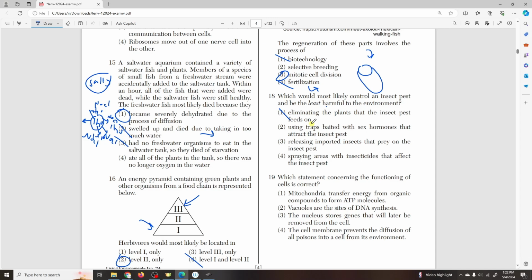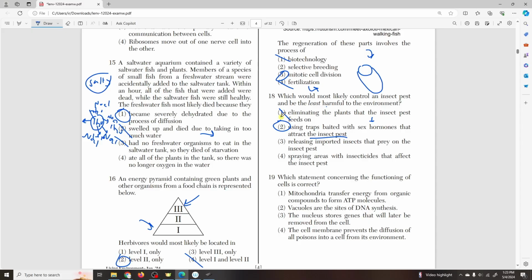Number 2 says using traps baited with sex hormones that attract the insect pest. I'd say that this is a valid choice, right? Because it's sex hormones that attract the insect pest. These are very specific hormones for the insect, right? So 2 would be the correct answer here, because it's only going to attract insect pests and it's going to trap them, right? Other animals that belong in an environment aren't going to fall for these traps because they're not going to be attracted to them like the pest.